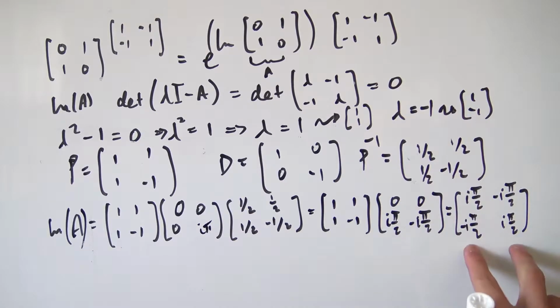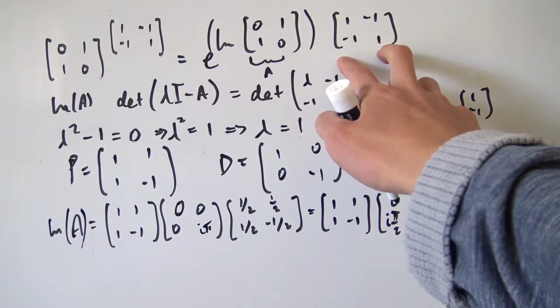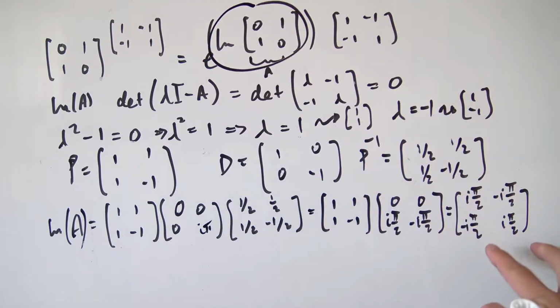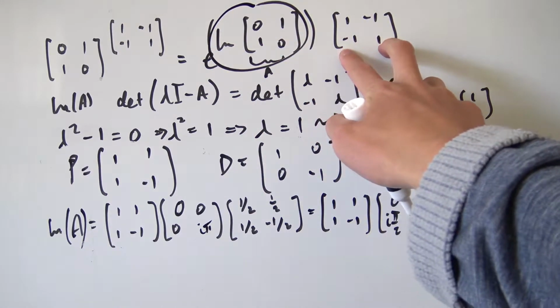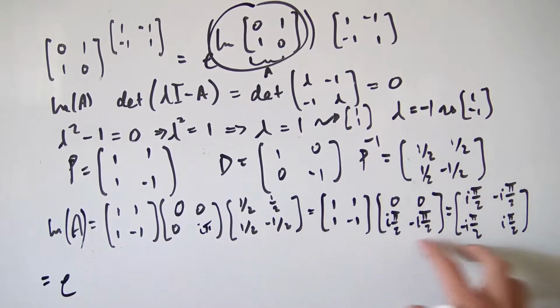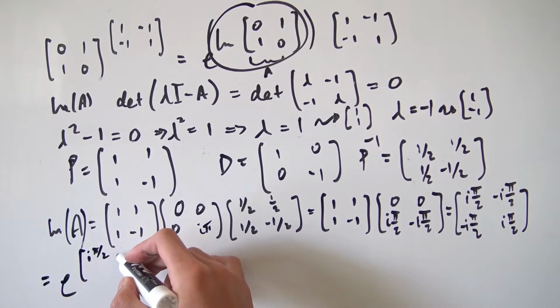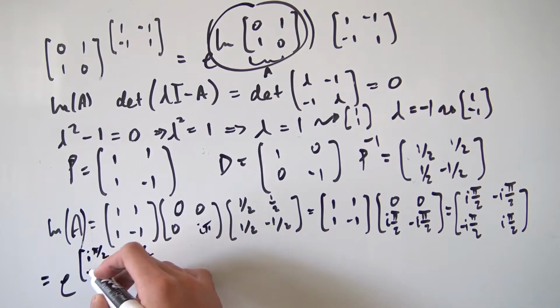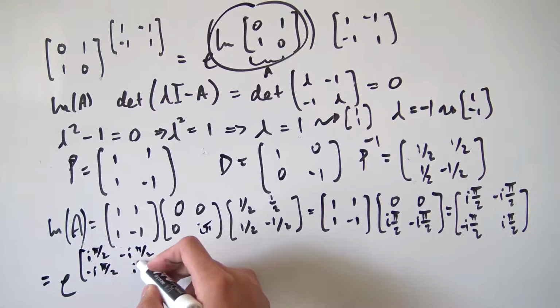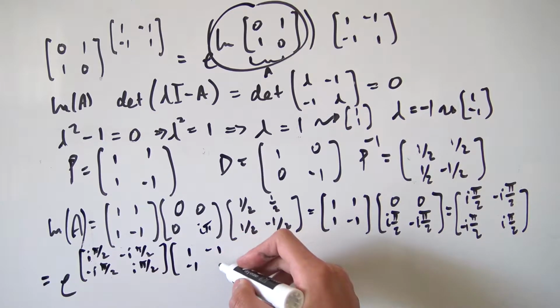And now since we have a symmetric matrix times another symmetric matrix, which was up here, because this whole thing we've evaluated, we need to multiply it by this matrix right now. So now this whole matrix to a matrix thing is going to be equal to e to this matrix up here, which is i pi over 2, negative i pi over 2, negative i pi over 2, i pi over 2, multiplied by 1, negative 1, negative 1, 1.